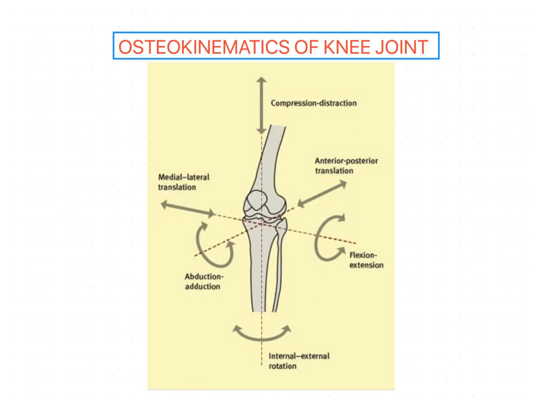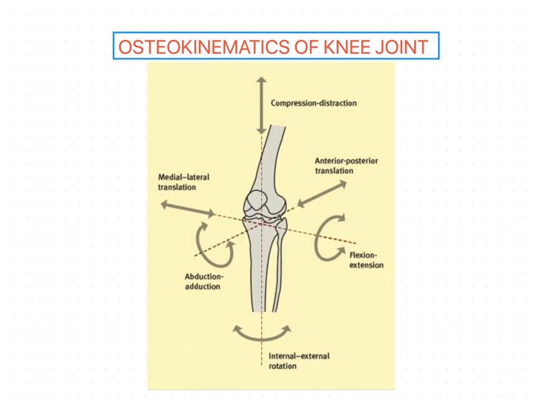Here we are going to study the knee joint motion in two aspects: osteokinematics and arthrokinematics. Osteokinematics includes the degrees of freedom, whereas arthrokinematics includes intra-articular movements within the joint. Now we will see what the knee joint movements or knee joint motions are.